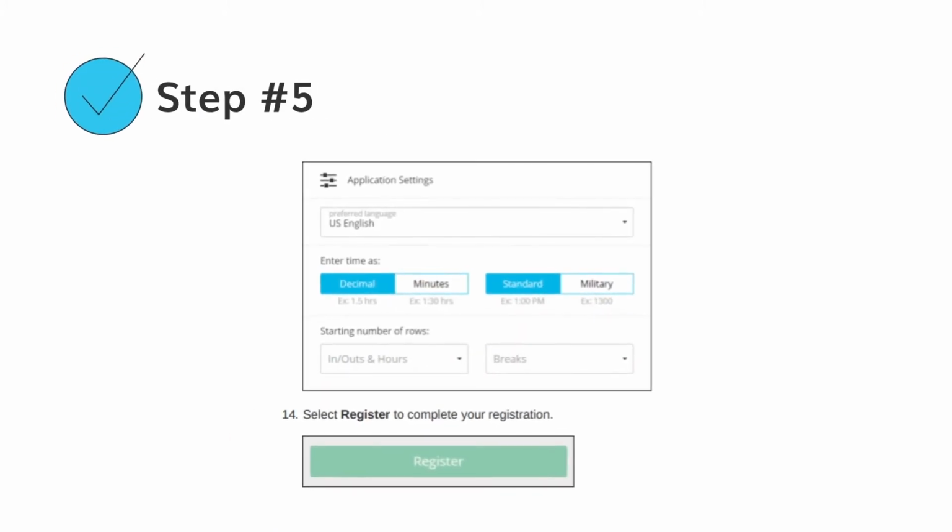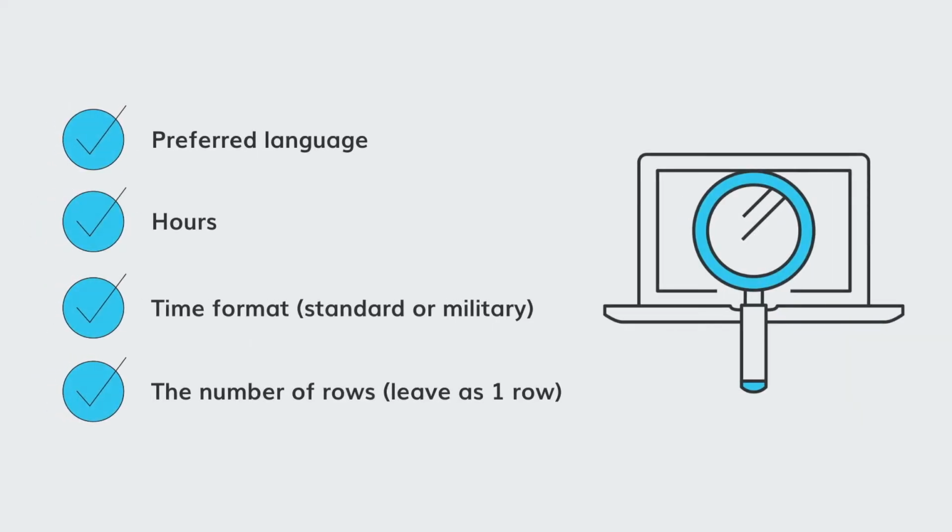You can go to the application settings to change the display settings on your timesheet. Here you can change your preferred language, how you would like your hours to display in decimals or actual minutes, whether you would like your time formatted in standard or military, and the number of rows for your time entry and breaks. Leave this as one row. Once you have entered that in, you will select Register to complete your registration.